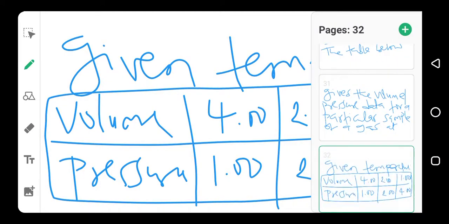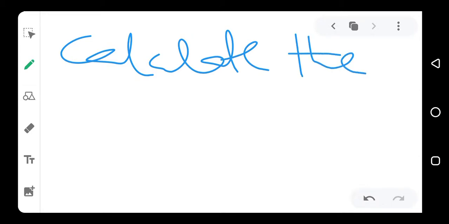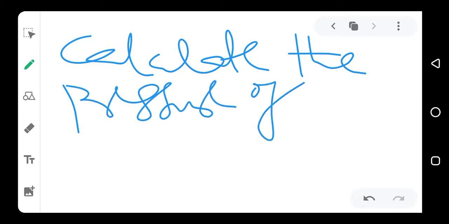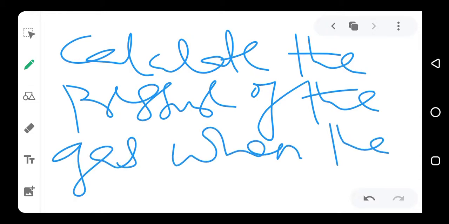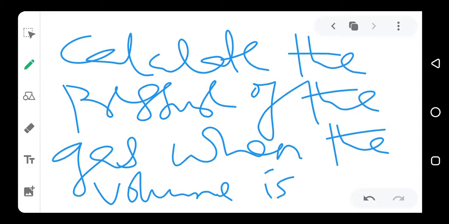Now the question is: calculate the pressure of the gas when the volume is 3.20 dm cube. Now, how do we solve this? Solution.